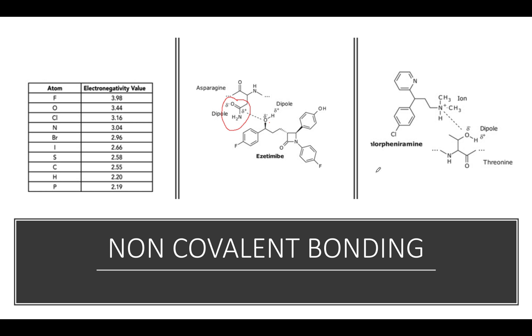Okay. Now, chlorpheniramine, which has a quaternary ammonium ion here, is going to interact in an ion-dipole manner with the threonine group that we have. Again, the difference in electronegativity between these two groups here, oxygen and hydrogen, is going to give a partial negative charge to the oxygen, partial positive charge to the hydrogen, and enable the ion-dipole interaction to take place.